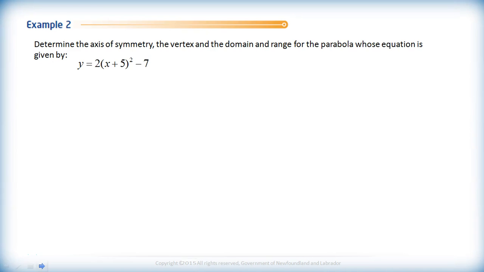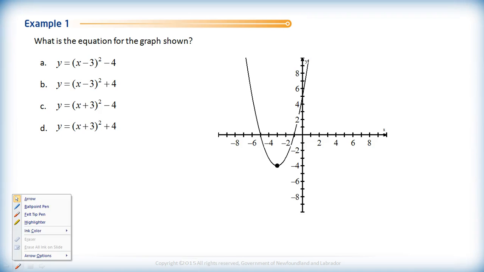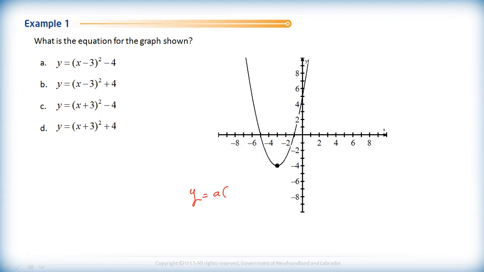If we're going to write the equation for this, we know we're going to have y equals, in vertex form, a outside of (x minus h) squared plus k. And it's the vertex that gives us the values of h and k. So let's go there first. This vertex has coordinates of -3 for x and -4 for y.